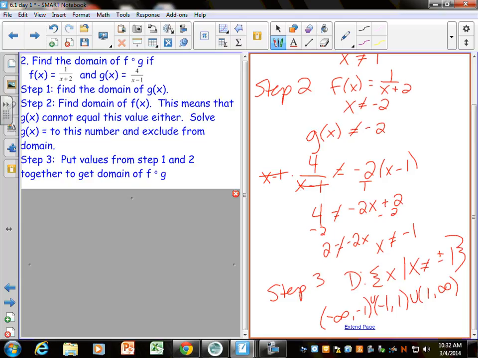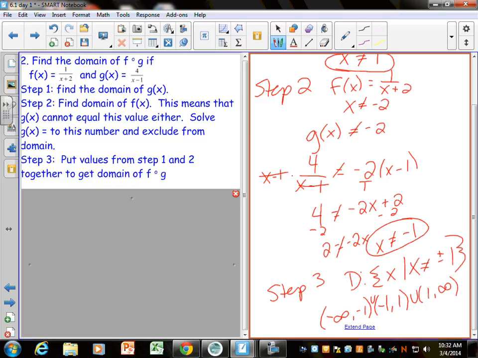Because I took my answer from step 1, right? X can't equal 1 from step 1, and the answer that you get when you solve this, those two answers together are your domain. What f of x can't equal is not part of your domain. You have to just solve that math problem. So you don't include negative 2 in your domain. You just include where g of x equals that number.